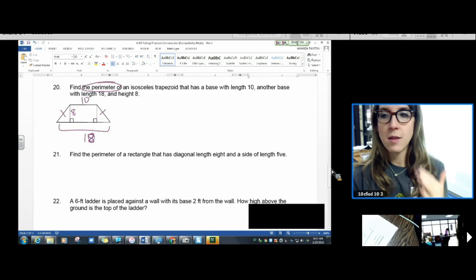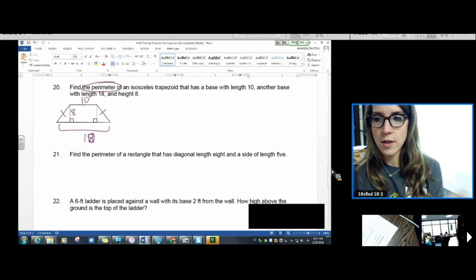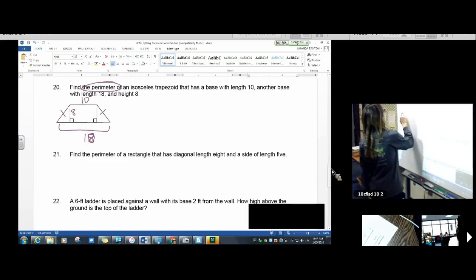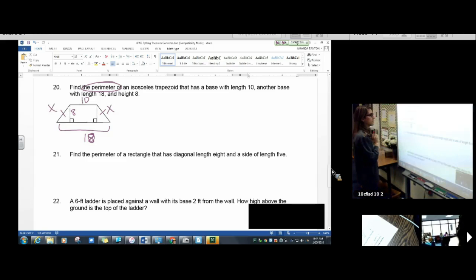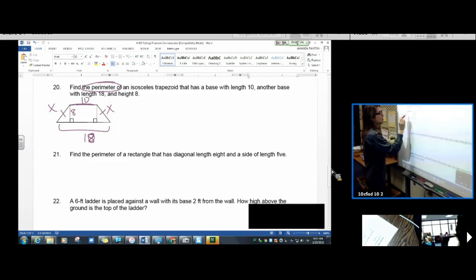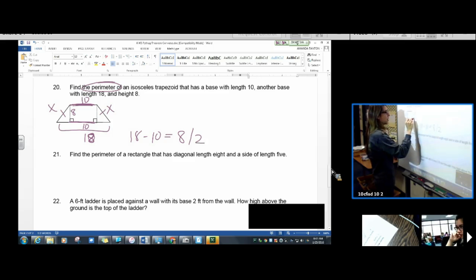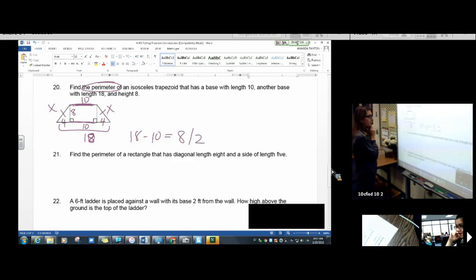So the only thing we're missing to add up all the sides are those legs, the congruent sides. So I'm going to call it x. This is what we need. They're both x because they're the same. Now I know that this 10 is congruent to this 10. So if I did 18 minus 10, I would have 8 left, and I'm going to want to divide that by 2 and have a 4 and a 4 here.